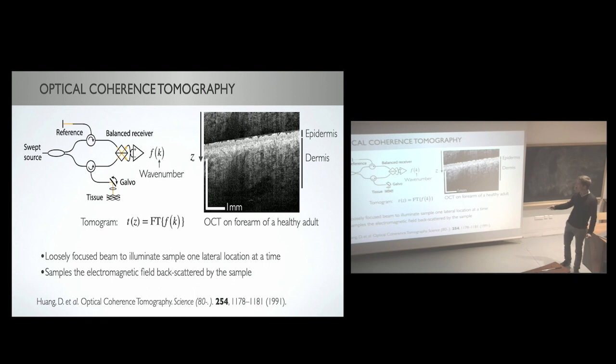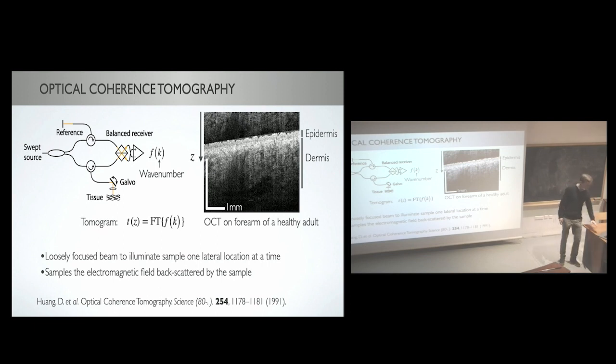So here's an example cross-sectional image of skin in the forearm. In the lateral direction, OCT is a scan technique. We use a loosely focused beam to illuminate the sample that we scan by various mechanisms over the sample. And at each position we retrieve this reflection profile. Because we do interferometry, we really sample the electromagnetic field that is backscattered by the sample.